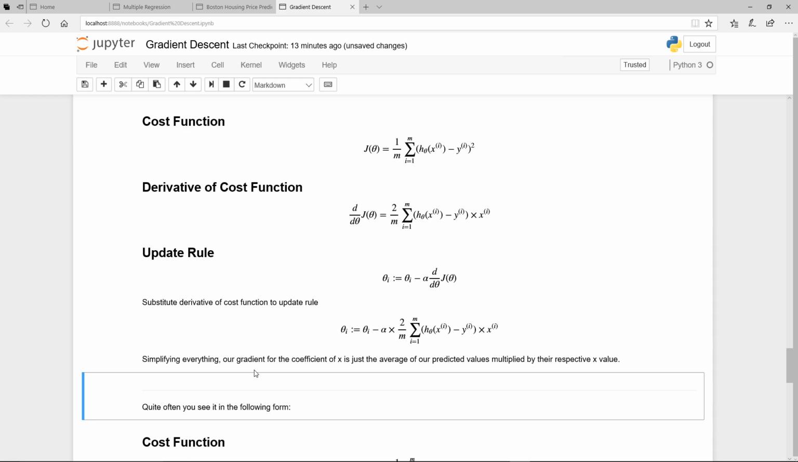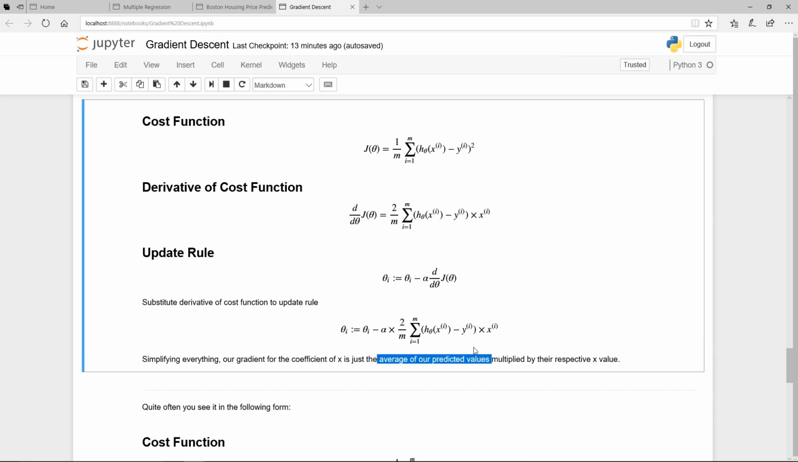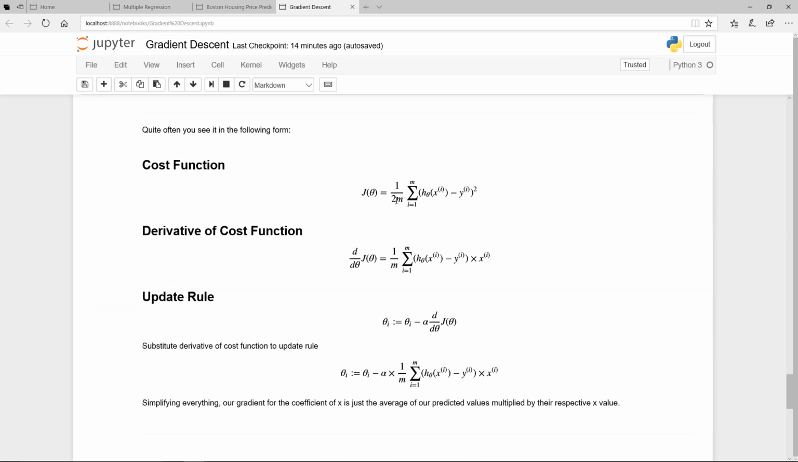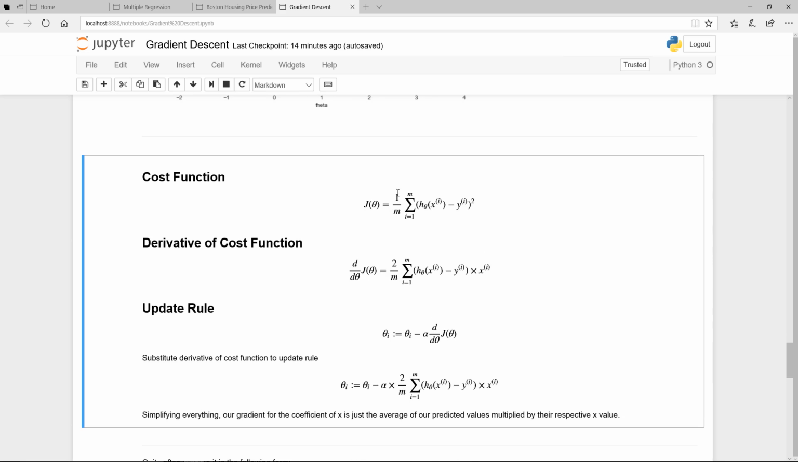So if you simplify everything, basically our gradient for the coefficient x is just the average of our predicted values multiplied by their respective x value. So the average of the predicted values is this portion here. So this is the average, but the 2 kind of ruins it. Multiplied by their respective x, which is this one here. Now quite often you actually see a slightly different form of the cost function. There is actually a 1 over 2 instead of 1 over m.